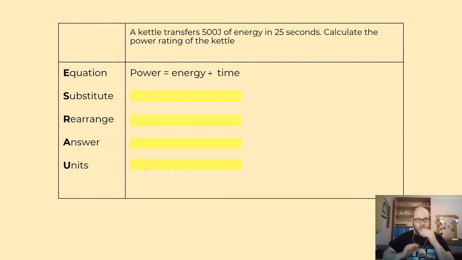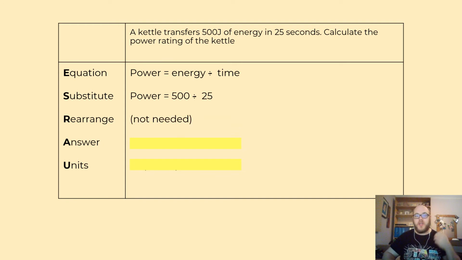Fantastic. S, substitute. So now I'm going to take the numbers that I know and put them into the equation. I don't know what power is because that's what I'm trying to work out. I know what energy is. It's 500 joules. It tells me in the question. And time is 25 seconds. So I just put those numbers in the equation. Power equals 500 divided by 25. Do I need to rearrange this? No, I don't, because my unknown, the thing I'm trying to find out, is the subject of the equation. So I don't need to.